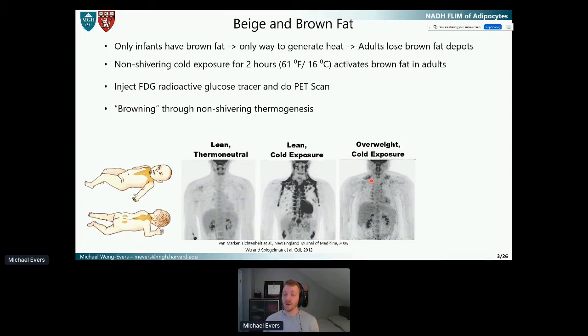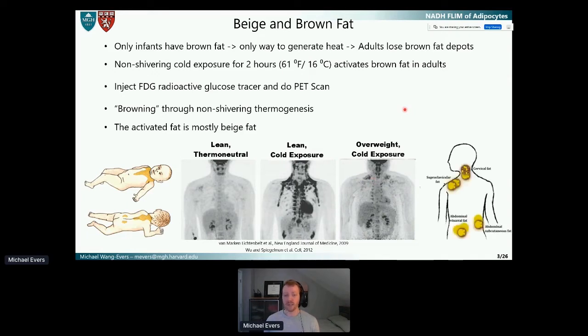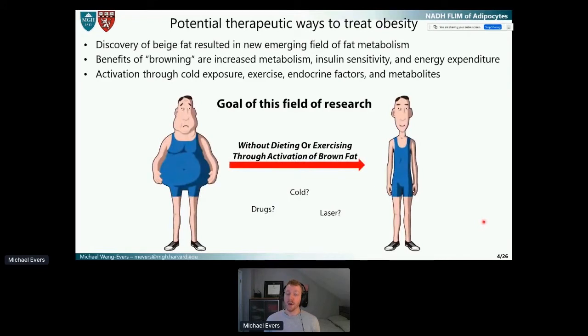Unfortunately, overweight people and old people, if you do the same experiment, you can see there's barely any uptake. And then there was another study in 2012 that analyzed these fat depots, and actually said, oh, it's not true brown fat, it's actually beige fat. And they also show that beige fat can be shown all over the body in specific subcutaneous fat depots. So by activating beige and brown fat, people think there's a therapeutic potential to treat obesity.